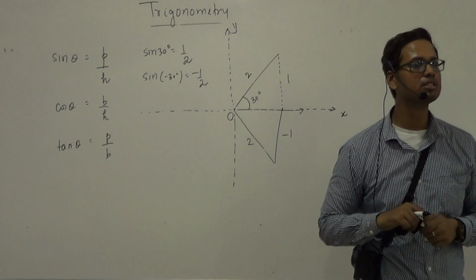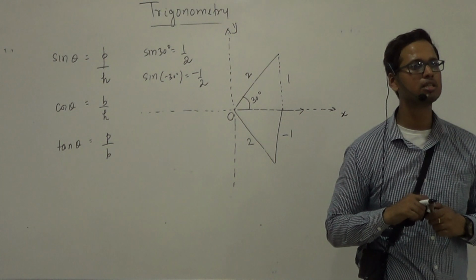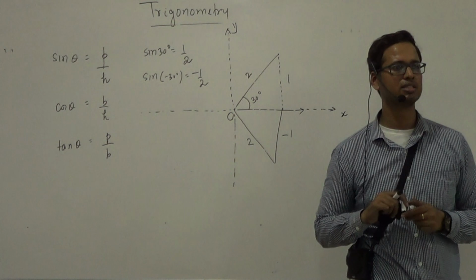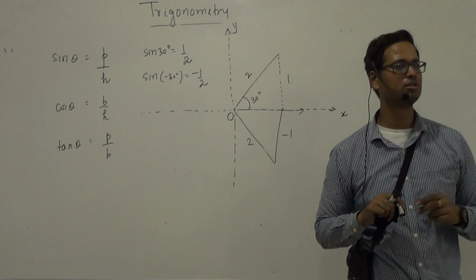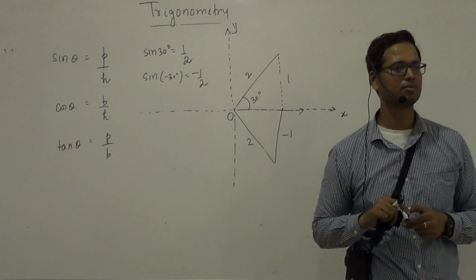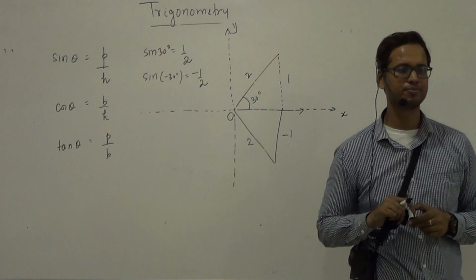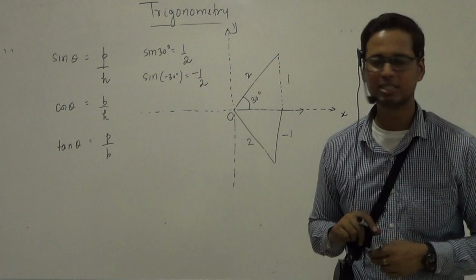When you take the root of something, what is root of 16? It's just 4. Hypotenuse is always positive. Is that okay?